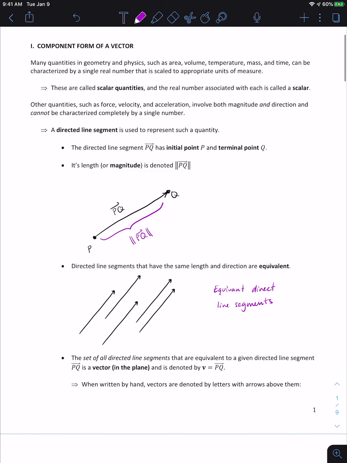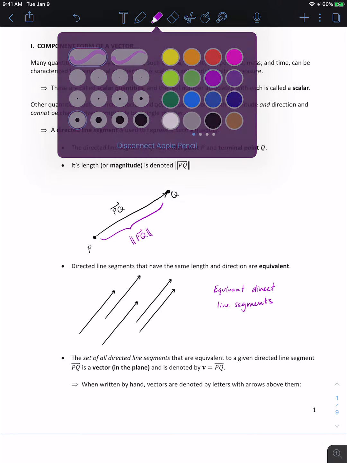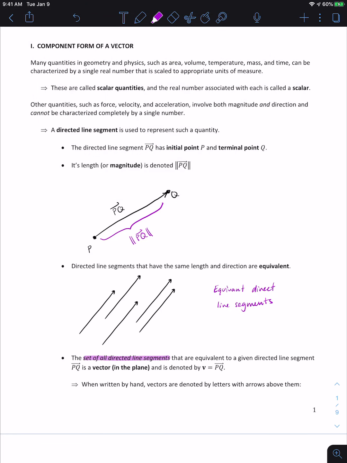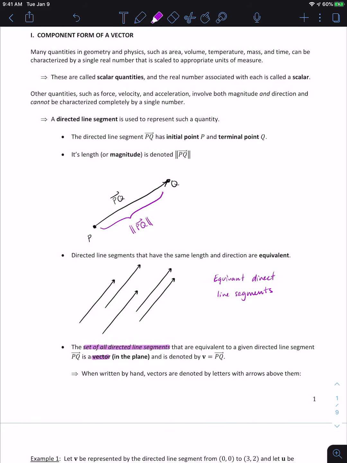So the set of all directed line segments that are equivalent to a given directed line segment PQ is a vector. When we talk about vectors, a vector is a set of line segments. But in practice, we forget about that a little bit and just talk about a vector as one directed line segment, though technically the vector is the set of all directed line segments.